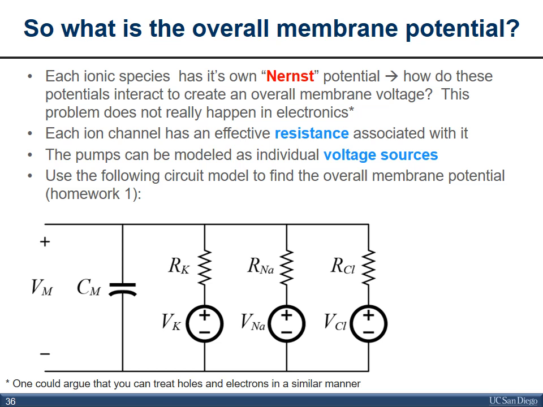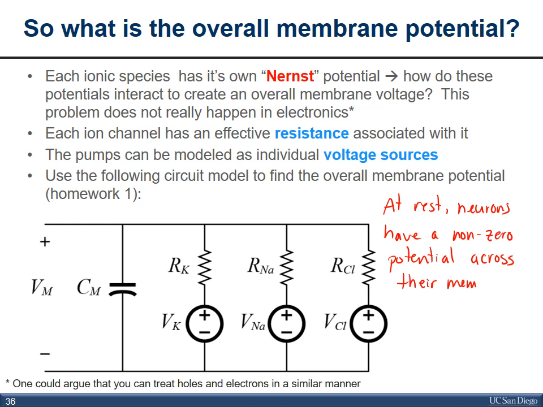different ionic species. Now, one further note is at rest, neurons have a non-zero potential across their membrane. So they have a non-zero resting potential. This means that neurons are polarized. Even when nothing's going on, they are polarized.